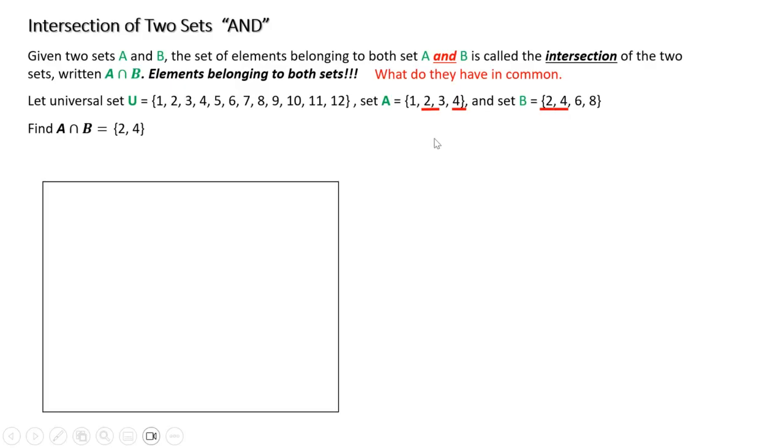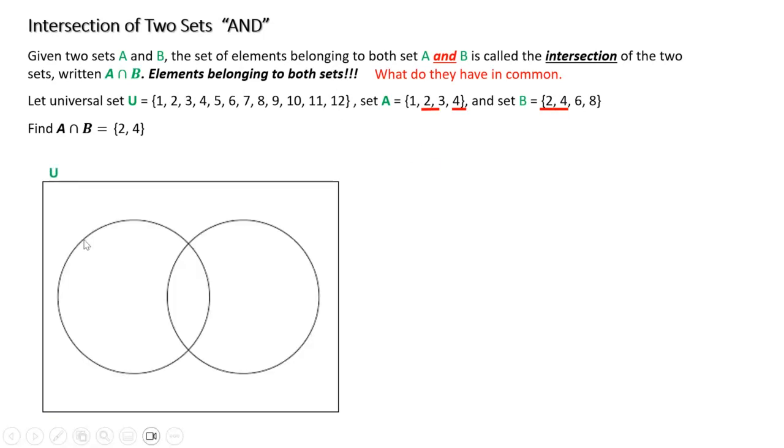Now let's represent that with a Venn diagram. There's my universal set. This is set A. This is set B. And the intersection will be right here, guys. That means intersection right there. That's A intersects B.